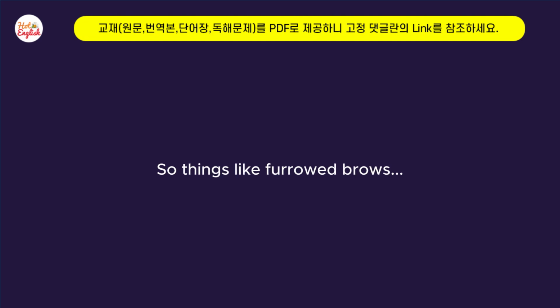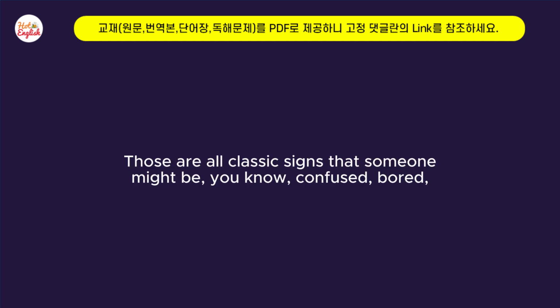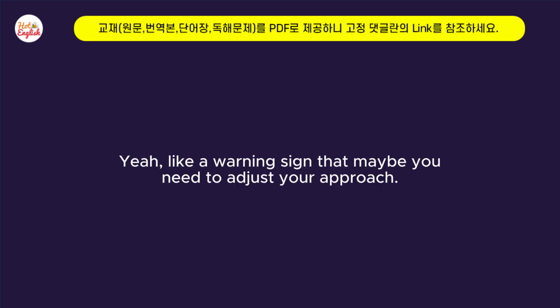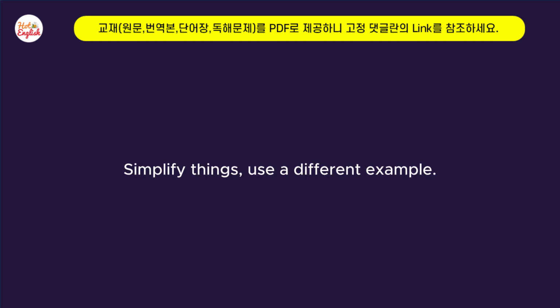So things like furrowed brows, avoiding eye contact, maybe even crossed arms. Those are all classic signs that someone might be confused, bored, disengaged. Like a warning sign that maybe you need to adjust your approach. Right. Simplify things, use a different example.